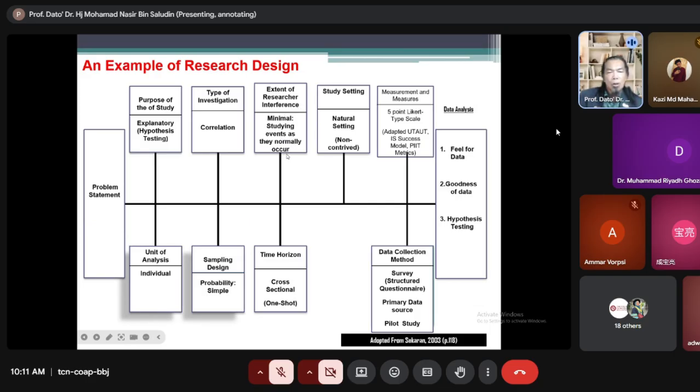Study event as a day normally occurs, time horizon, cross-sectional, one shot, study setting, natural setting, non-contrived, measurement and measure, 5-point Likert scale. That means 5 points, 1, 2, 3, from strongly disagree until strongly agree, and then data collection method, survey, structured questionnaire, primary data sources, pilot study, and then data analysis, feel for data, goodness of data, hypothesis testing. This is adopted from Sekaran 2003.